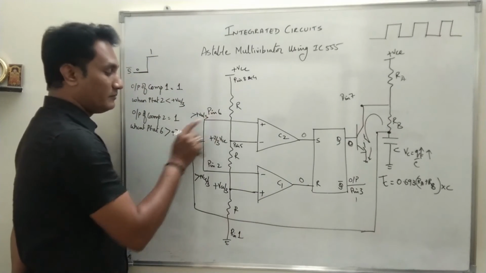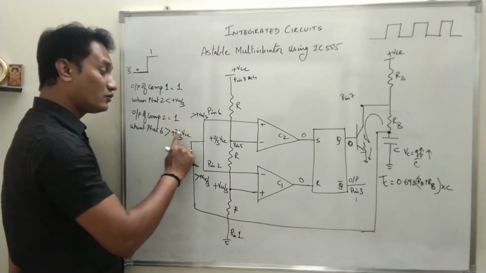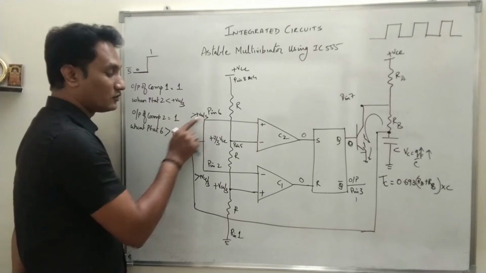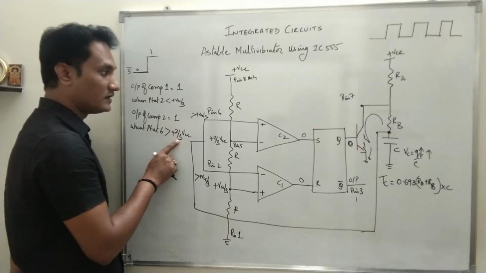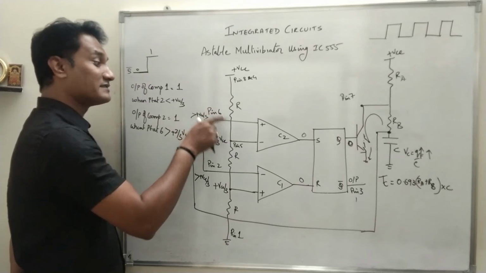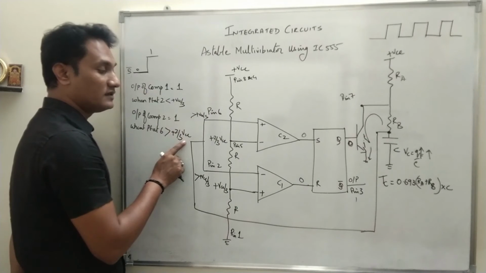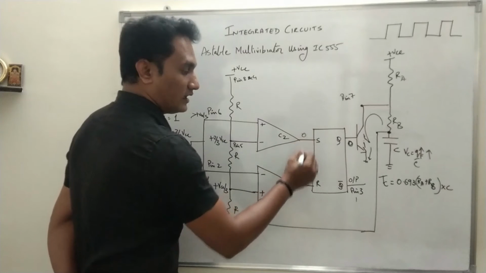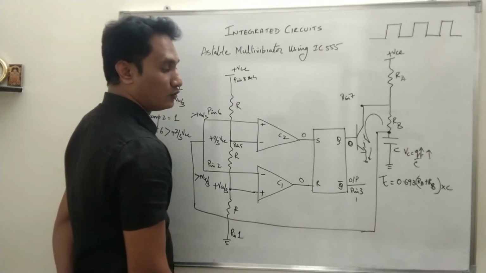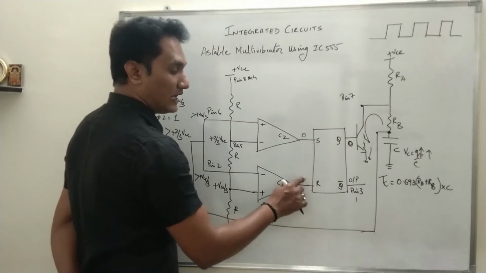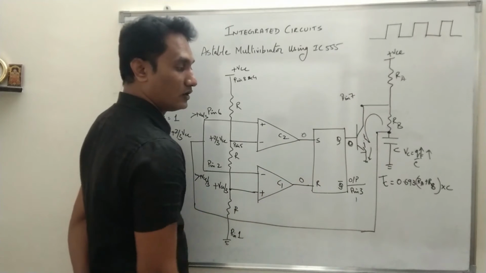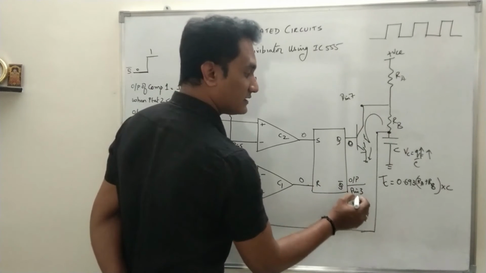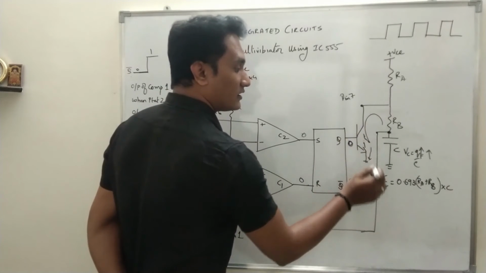Similarly, potential at pin number 6 should be greater than 2 by 3 of VCC. It has just crossed plus VCC by 3, so it has not crossed plus 2 by 3 of VCC. Therefore, the potential at pin number 6 is still less than plus 2 by 3 of VCC. So this condition also fails. So which makes both the output of the comparator go to 0, which makes S is equal to 0, R is equal to 0. When both are 0, there is no change. Q will still be 0, Q bar will still be 1, transistor will still be in cutoff region, the capacitor will still be charging.